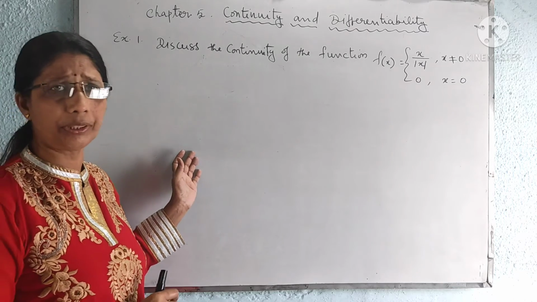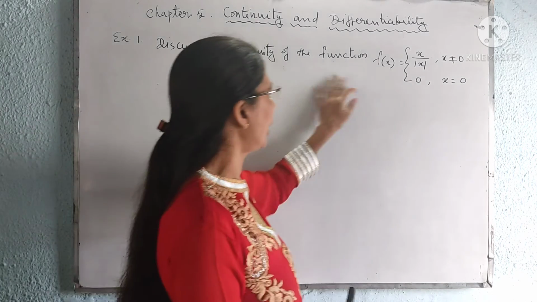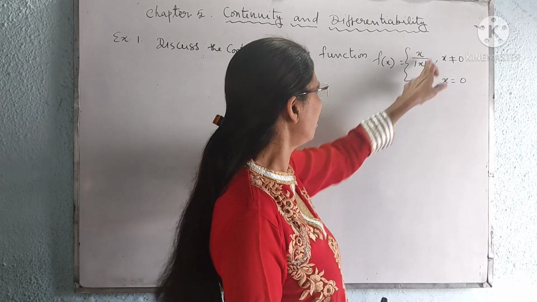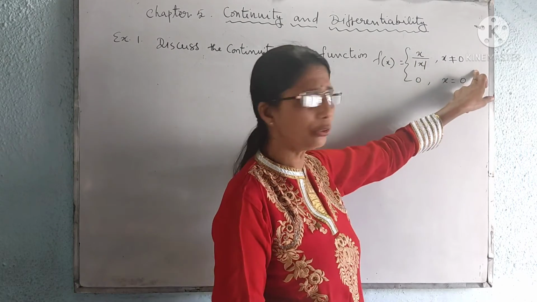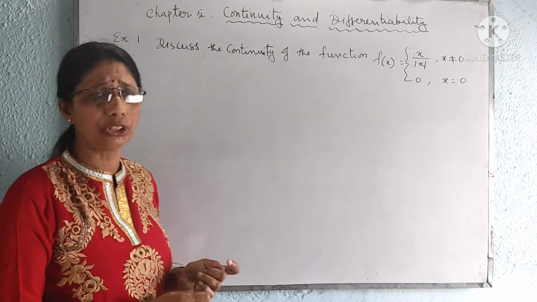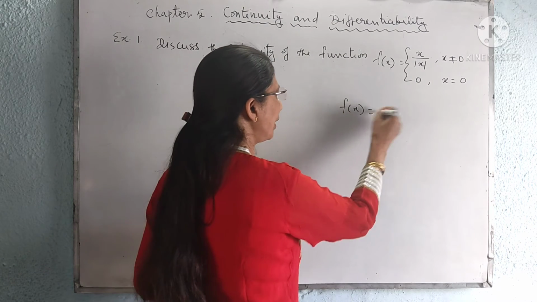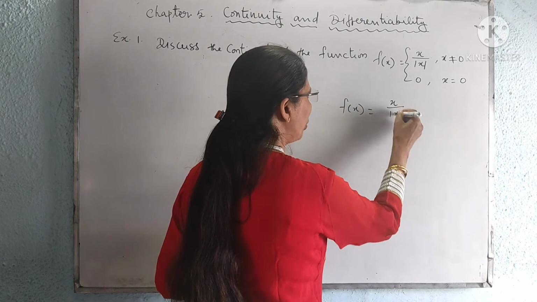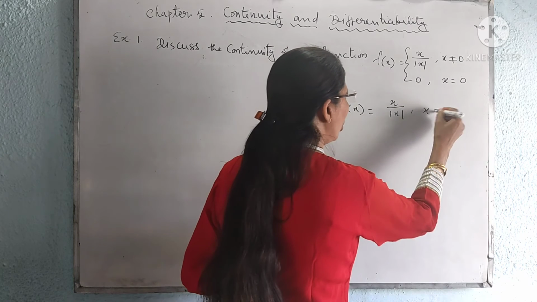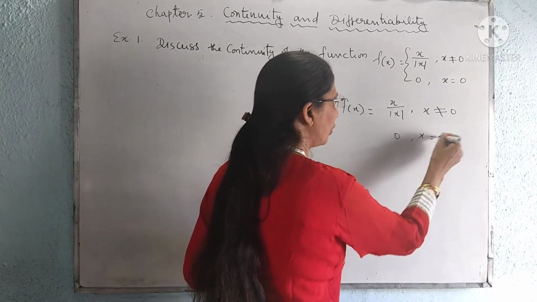Okay. Continue with the questions. Example 1. Discuss the continuity of the function f(x) equal to x upon mod x, x not equal to 0, but 0 when x equal to 0. So how can we see the continuity? First I am writing the function f of x equal to x upon mod x, x not equal to 0, and it is 0 when x equal to 0.